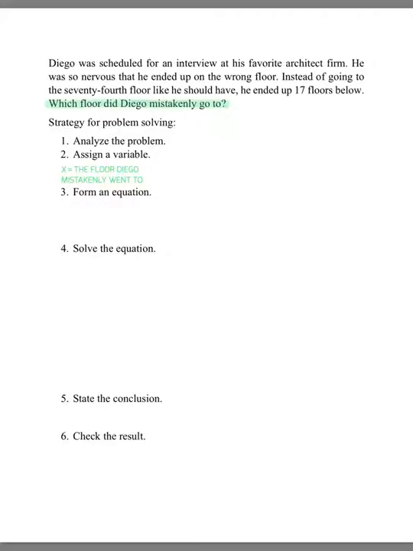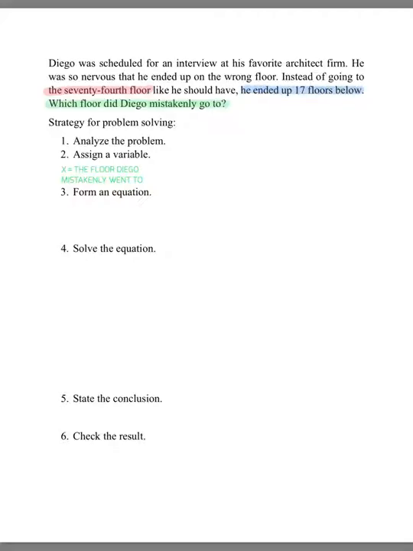So we know Diego was scheduled for an interview at his favorite architect firm. Can't really get anything from that sentence, so let's jump to the second one. He was so nervous that he ended up on the wrong floor. That leads us to something, but we can't use anything numerically there. Now, the third sentence states that instead of going to the 74th floor, like he should have, he ended up 17 floors below. Now we're talking about some numbers. He had to go to the 74th floor. That's the floor he should have gone to, but he mistakenly ended up 17 floors below that.